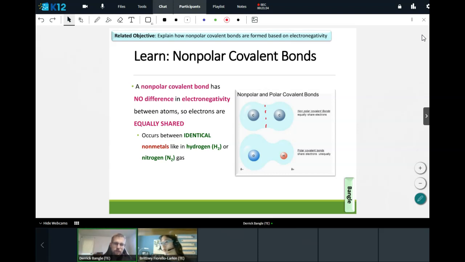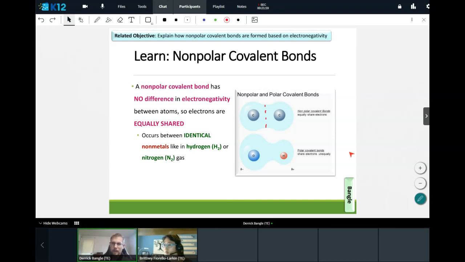In terms of just recognizing which atoms do this or not, the nonpolar variety will only occur when identical nonmetals like hydrogen or nitrogen form bonds with each other. So like we just described with chlorine, those 2 chlorine atoms would also be forming a nonpolar bond as well.